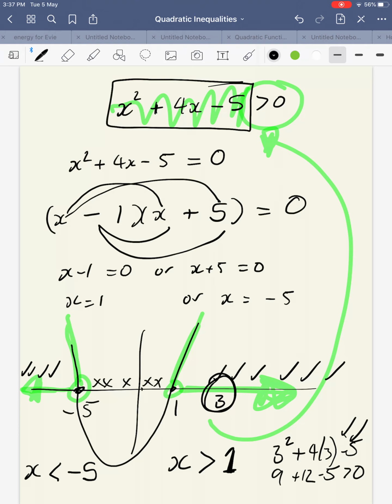So should we test a number there? Let's maybe test this number here, which is 0. Okay, let's feed 0 in. 0 squared plus 4 times 0 minus 5. Well, if you work that out, that's negative 5. Is negative 5 greater than 0? No. Okay. So that's kind of how it works and how we use the graph to help us find the full solution set.